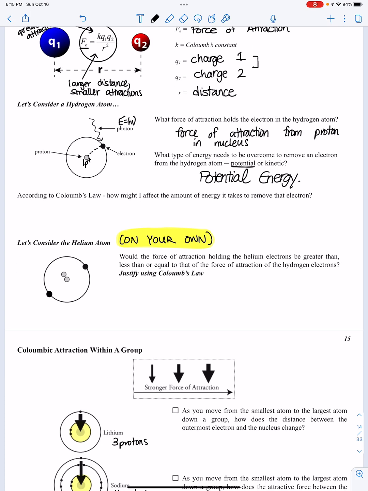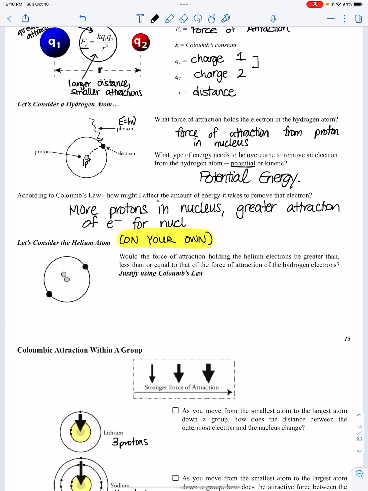So according to Coulomb's law, how might I affect the amount of energy it takes to remove that electron? More protons in the nucleus means greater attraction of electron for nucleus, and that will result in more energy required to remove.